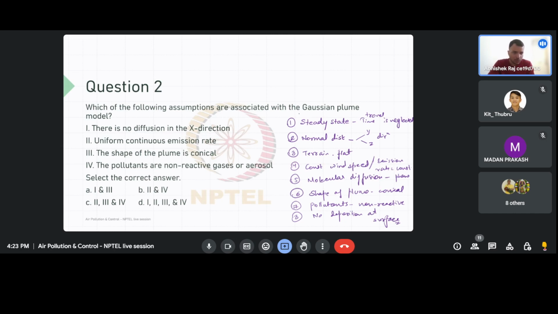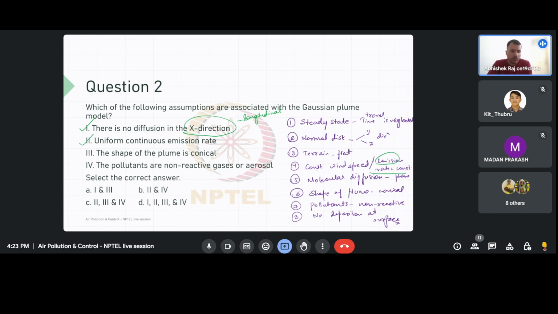I may have missed one or two assumptions here, but I think I wrote most of them. These are the primary ones that you should remember. So let's see now. If you see there is no diffusion in the x direction, I think I missed this one. Yes, y and z will assume diffusion, but in the x direction, that is the longitudinal direction, there won't be any diffusion. So this is one of the assumptions. So one is correct. We also discussed emission rate should be continuous and on a fixed, uniform value. So two is also okay.